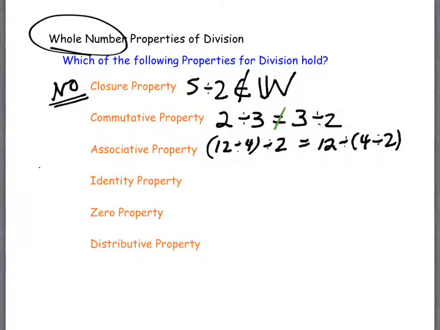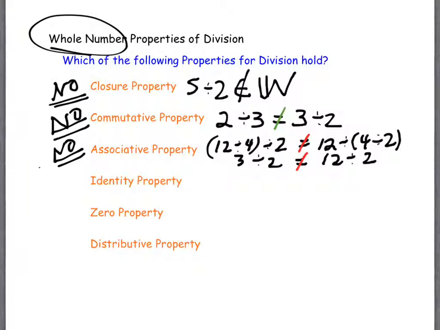So what is on the left-hand side, we work inside the parentheses. What is 12 divided by 4? 3. On the right-hand side, I work inside my parentheses. What is 4 divided by 2? 2. On the left, 3 divided by 2 is not a whole number. What is 12 divided by 2? 6. So is 3 divided by 2, that is 3 halves, equal to 6? No, this does not work. These are not equal. So far, we're 0 for 3.